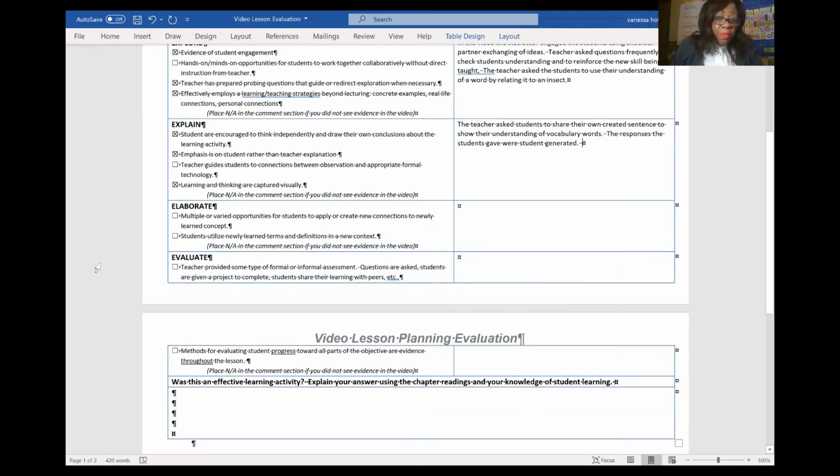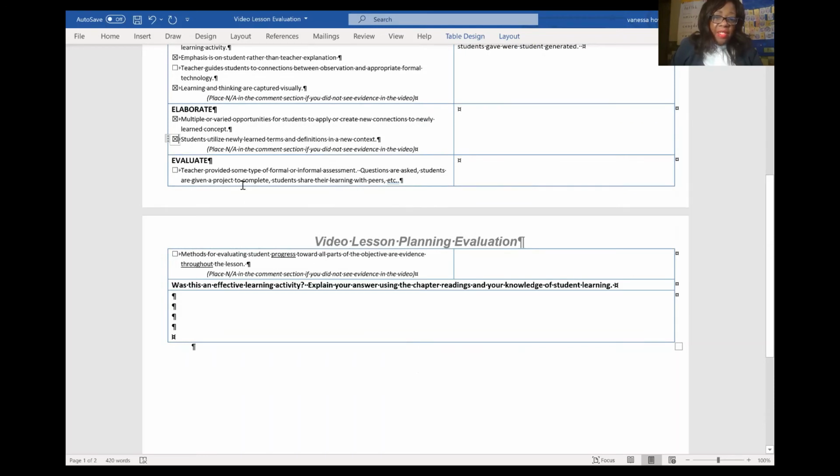So elaborate: multiple or varied opportunities for students to apply new connections and newly learned concepts. Yes, they did. Students utilize newly learned terms and definitions in a new context. Yes, they did. Evaluate: the teacher provided some formal or informal assessment. I did the informal assessment by asking them to share, and I provided feedback to them on their responses.